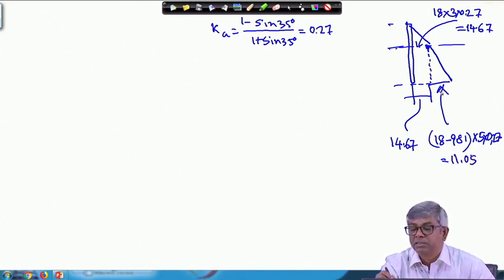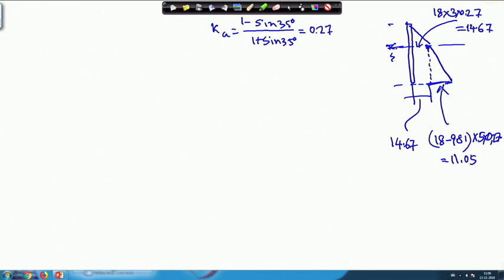So this is 11.05, this is 14.67, and as I have told you, the water table is here, and we have considered submerged unit weight of the soil for calculation of earth pressure. Now, if this is the case, then the water will also give a pressure on the wall. This one will be considered, and this pressure will be water pressure, equal to 5 multiplied by 9.81, so this will be equal to 49.05, all in kilonewton per meter square.